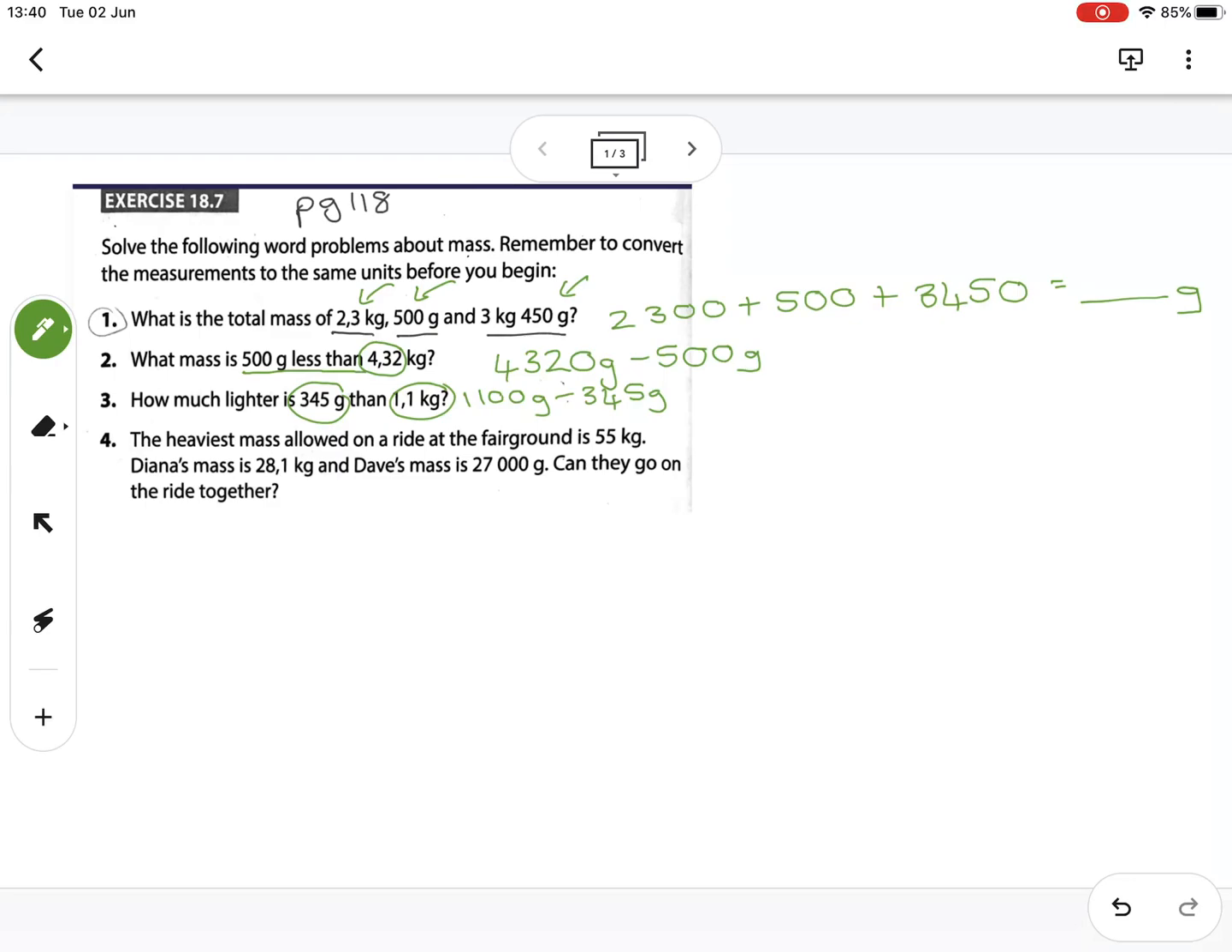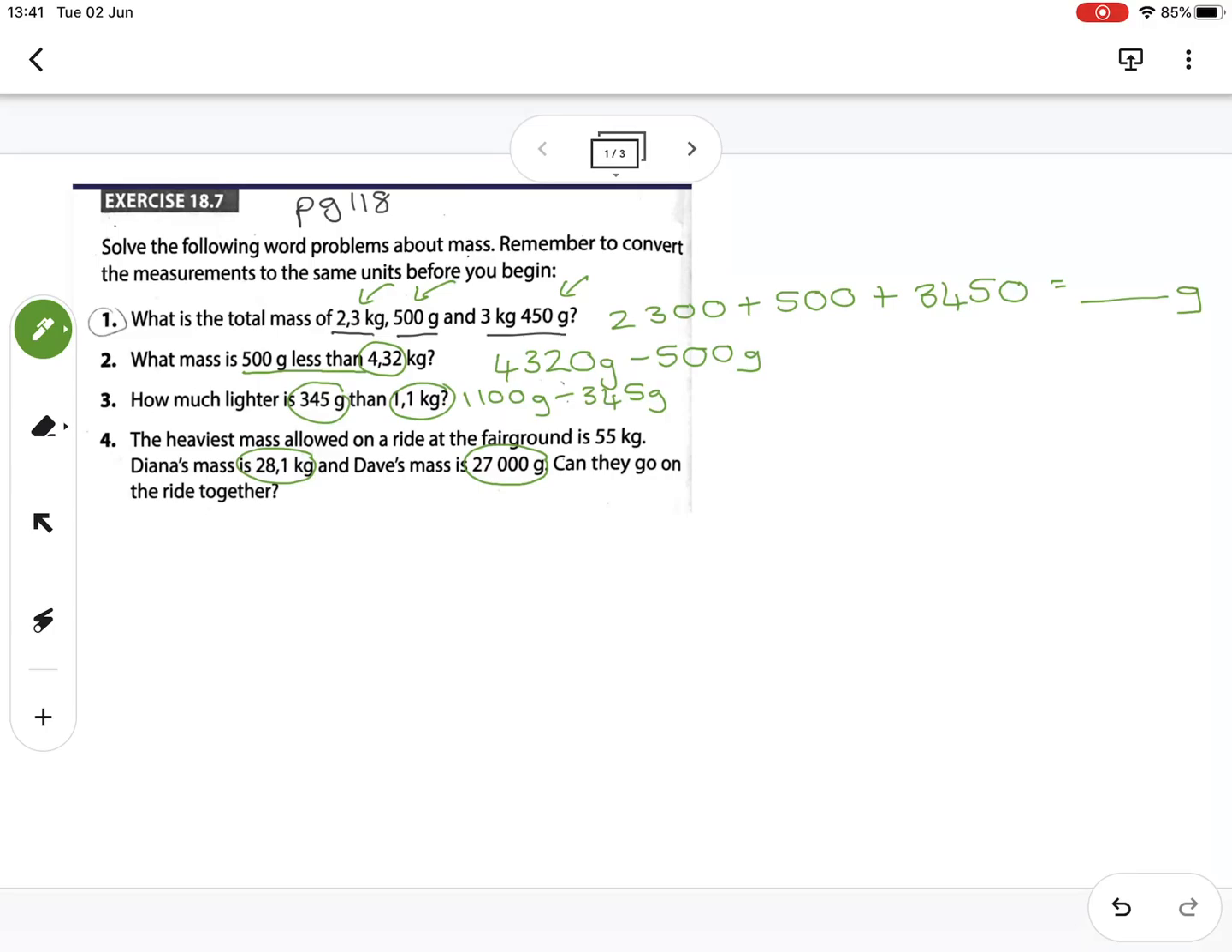Right, if we look at the masses here at number 4, the heaviest mass allowed on a ride is 55. Diana is 28.1 kilograms, and Dave is 27,000 grams. Can they go together? So you now need to plus those two, but again, don't try and plus them before you've actually taken them and converted. You need to choose.